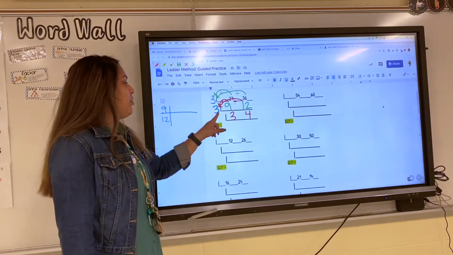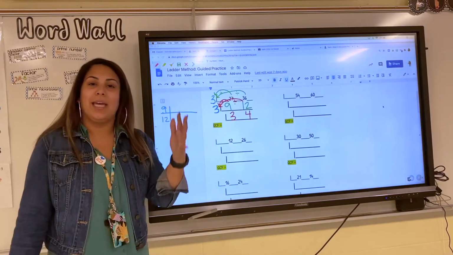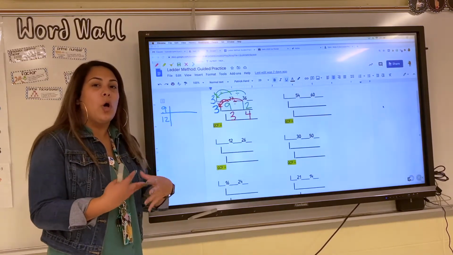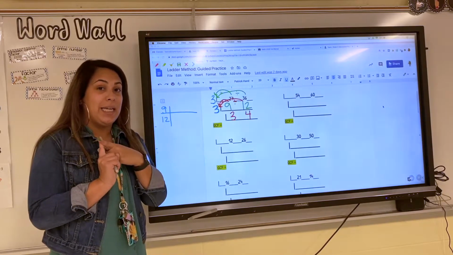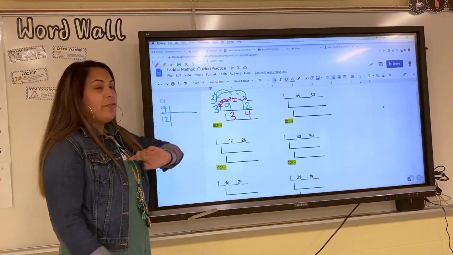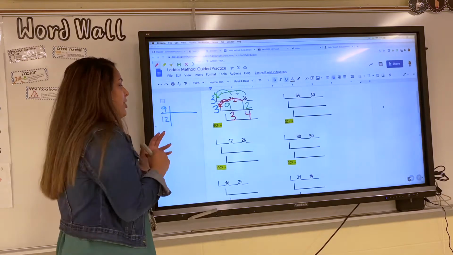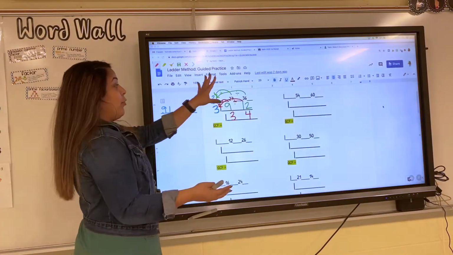And if it doesn't, you would just add another line and keep going until the bottom two numbers only have the number 1 in common. So since 3 and 4 don't share any other factors, we're done with our ladder.